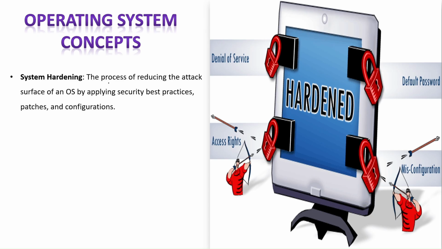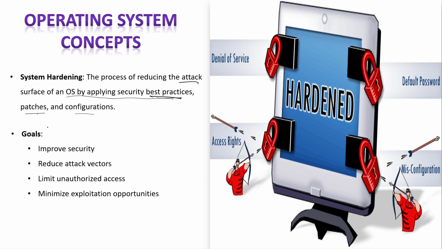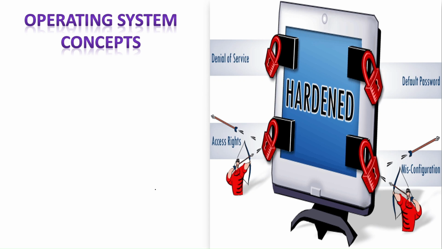So what is system hardening? It is the process of reducing the attack surface of an operating system by applying security best practices, patches, and configuration. What are the goals of system hardening? The main goal is to improve security, reduce attack vectors, limit unauthorized access, and minimize exploitation opportunities.